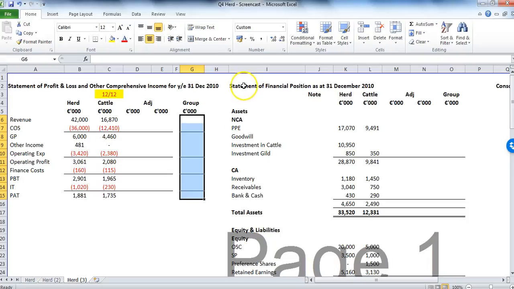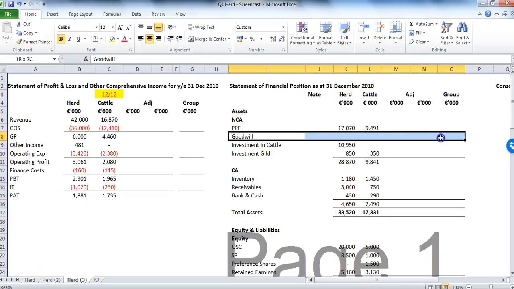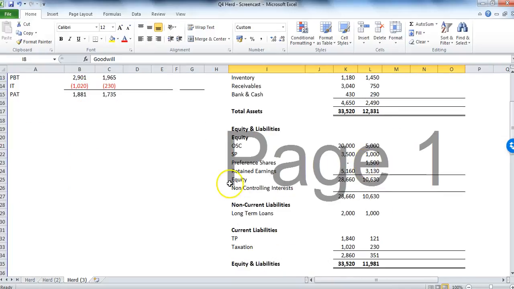Same for the statement of financial position. I leave the parent and the sub. And remember, you'll remember now as you go along to leave a line for goodwill in case you have it, and also leave a line for NCI, which you more than likely will have. But again, that will come in practice.